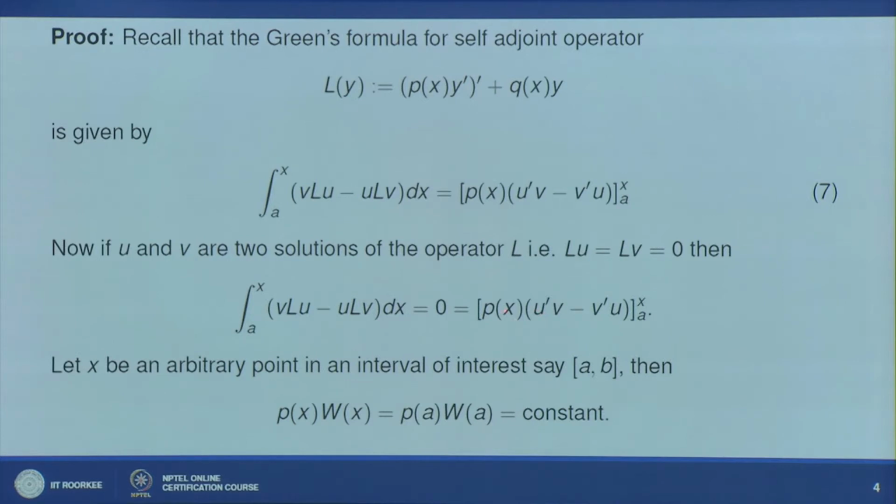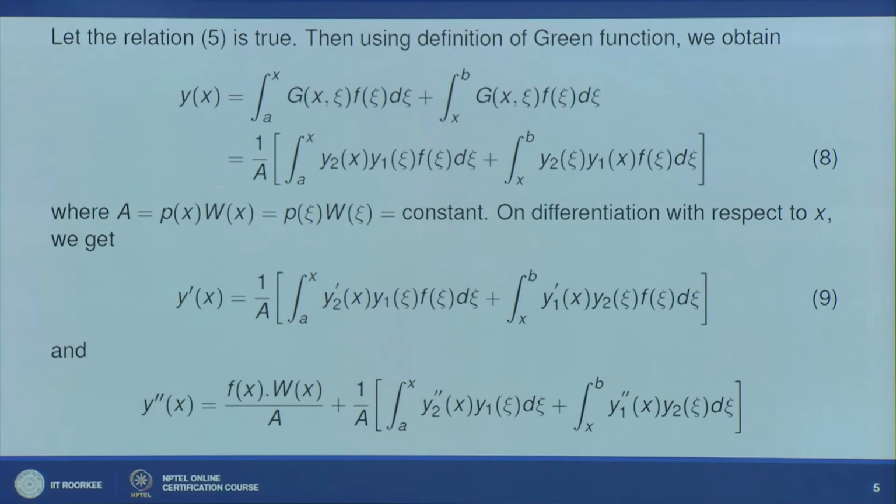And if you look at this expression, we can say that p(x) W(x) is equal to p(a) W(a), and since a is a fixed point, this is a constant value, and x we can take as any arbitrary point in this interval. So we can say that the quantity p(x) W(x) always remains constant. So using this result that p(x) W(x) is constant, we can write y(x) as this.